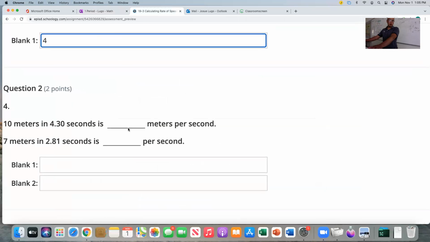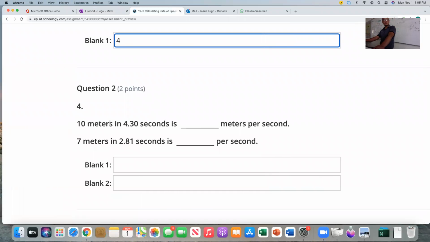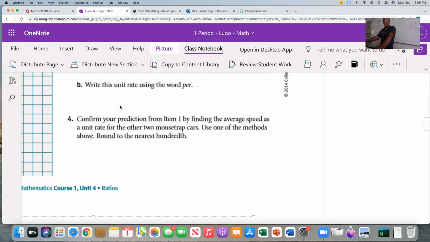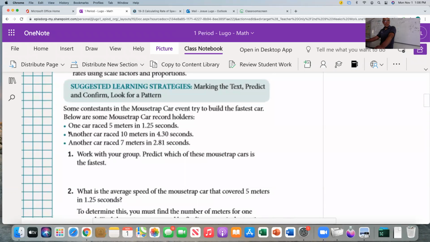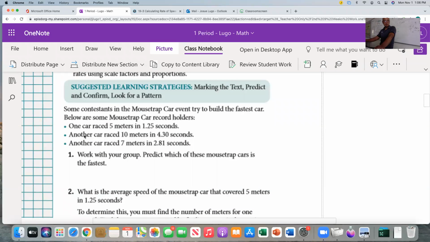All right, look at number 4. Lucky for us, number 4 is actually given to us already right here. You don't even need to look at the textbook. If you look at the textbook, it's a little confusing. It's just telling you to go back to number 1 and do these problems right there.